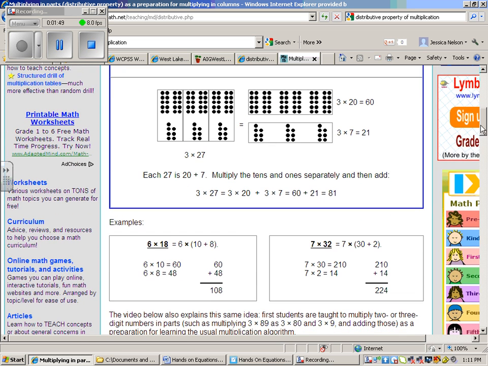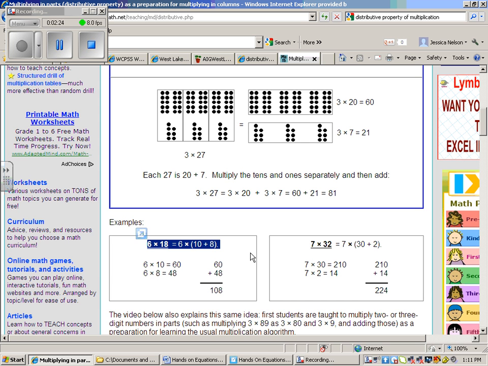Another example would be 3 times 27. This is a good thing to do if you need to multiply in your head: break apart this larger 2-digit number and think to yourself, well, 3 times 20 is 60, and I know that 3 times 7 is 21, and then in my head all I have to add is 60 plus 21, which equals 81.